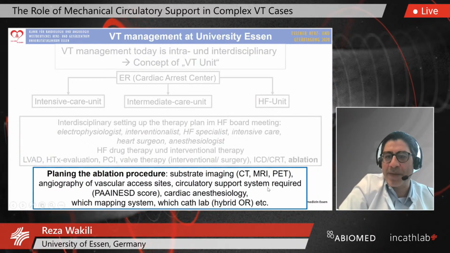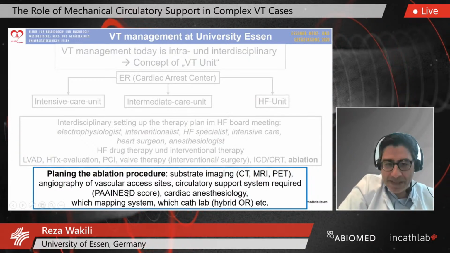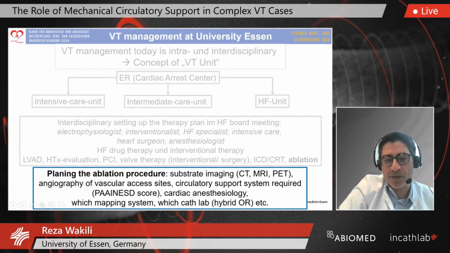Is the circulatory support actually required? Look at the PAINESD score. Is it equal to or more than 70 points? You saw that the data suggests there is a high complication rate, so you should really consider a mechanical circulatory support system in these patients.